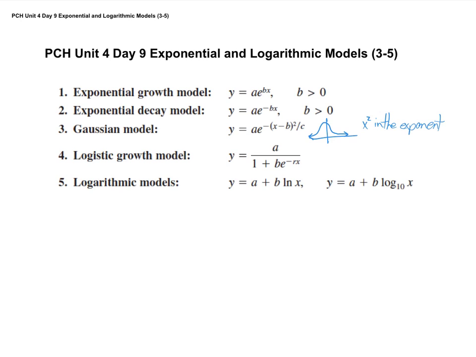Wait, isn't this day 8? Day 9. No, this is day 9. It's not. We said the same first slide. Why is this day 8? It's the same beginning.